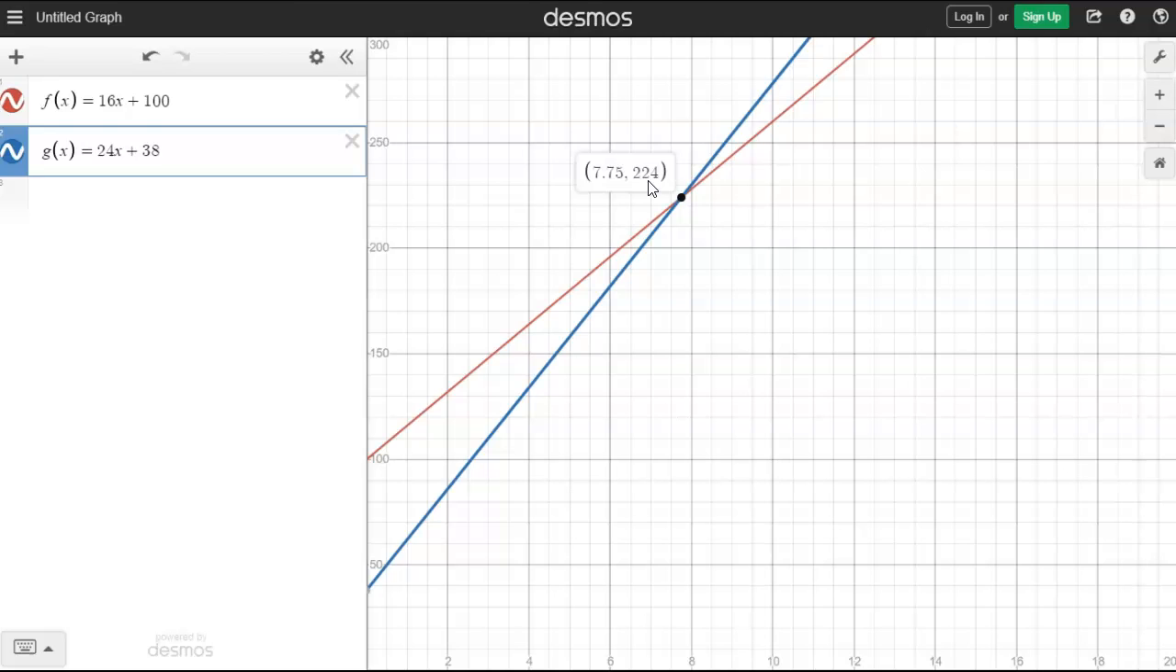So which one would you want to go with before that? It looks like our second one is going to charge less before 7.75 hours. And our first company is going to charge less after that time. So it depends on how long it takes for them to paint it.